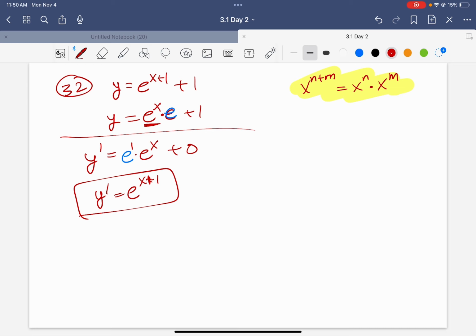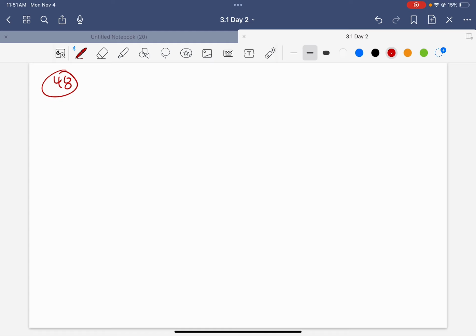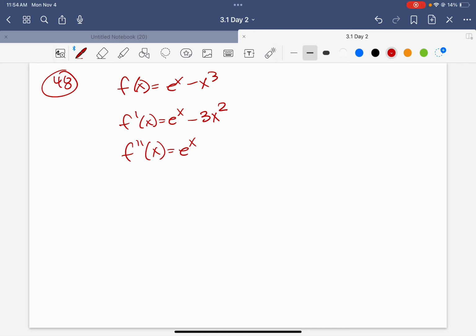So that turns out to be its derivative. Then when you look at 48, which is the bottom of my page over here, it says find the first, second, and third, or I'm sorry, first and second derivatives. The derivative of e to the x minus x cubed is 3x squared, and then for 3x squared it's going to be 6x. So there's the first, second, and third derivative.